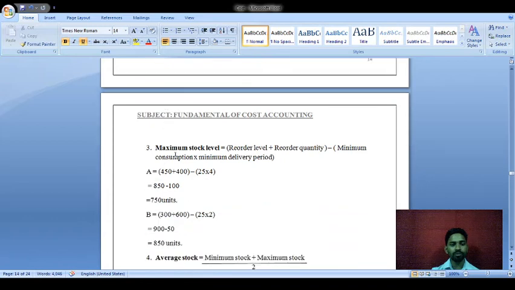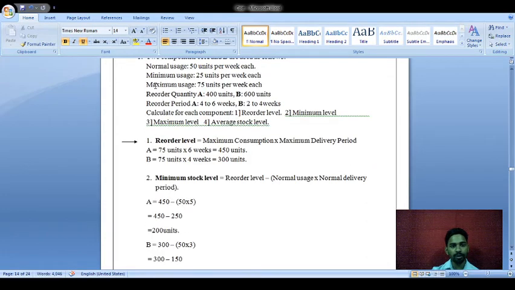Next one is the maximum stock level. What is the formula? In bracket reorder level plus reorder quantity, bracket complete, minus in bracket minimum consumption into minimum delivery period. Okay, what minimum delivery period? It's not the maximum or the average, it's the minimum, and the minimum is given in the problem. Just see here, reorder level we ascertained for the A purpose is 450 plus reorder quantity, which is given in the problem. Reorder quantity for the A purpose is 400 units.